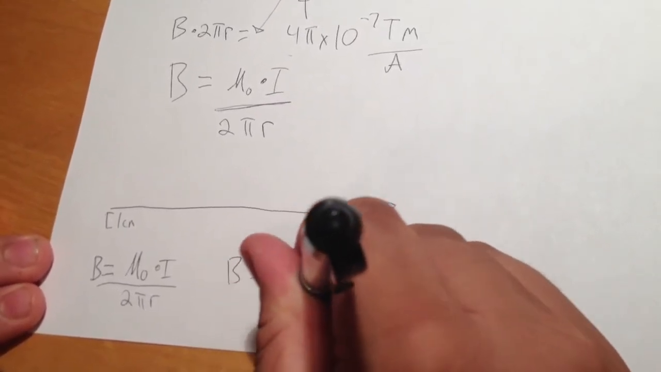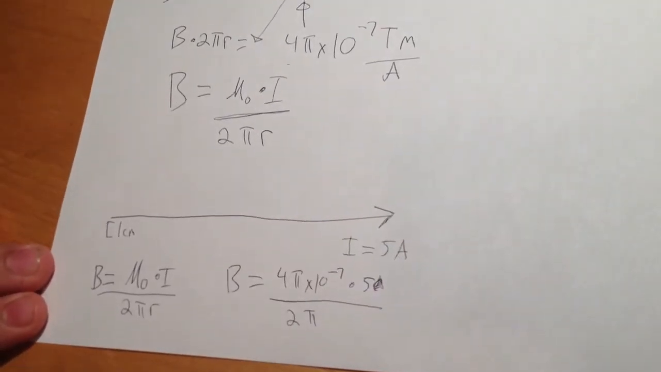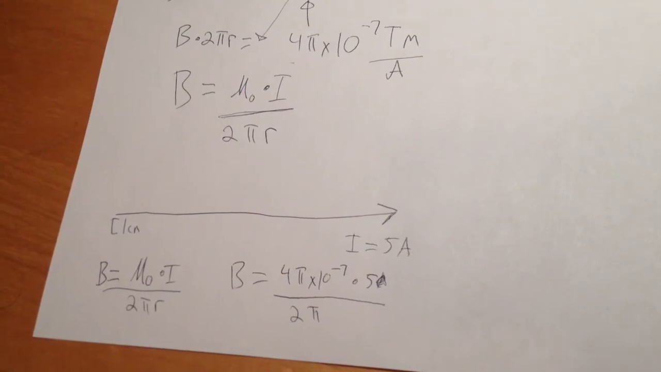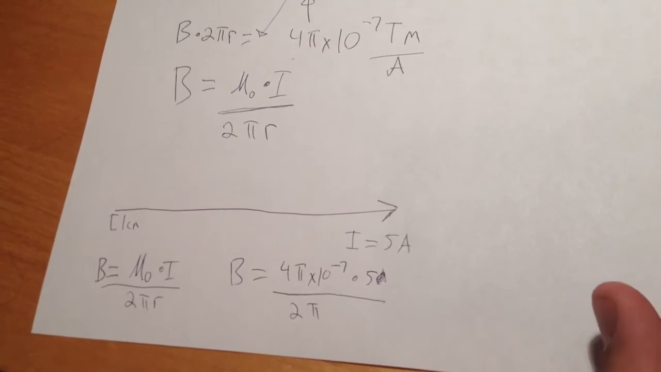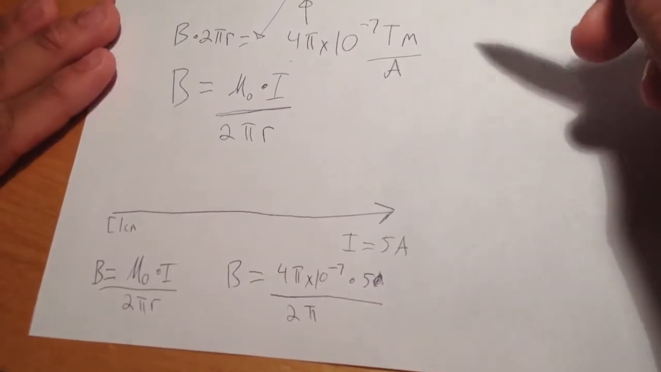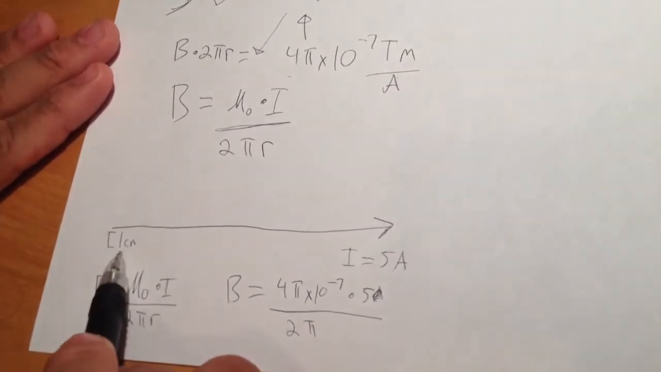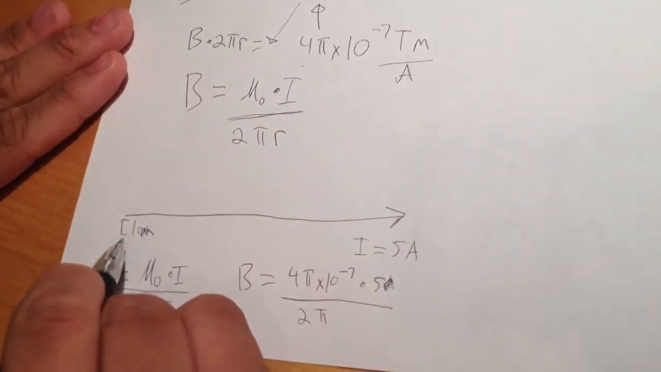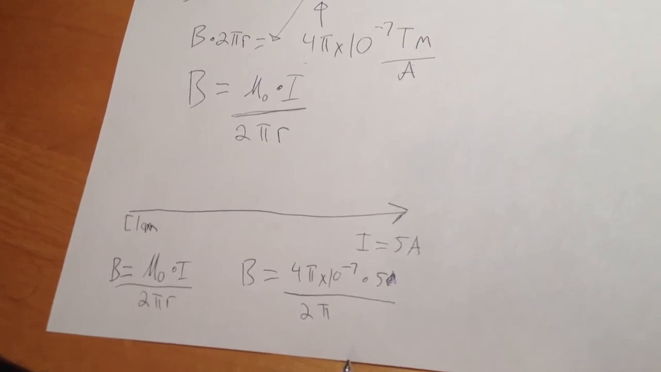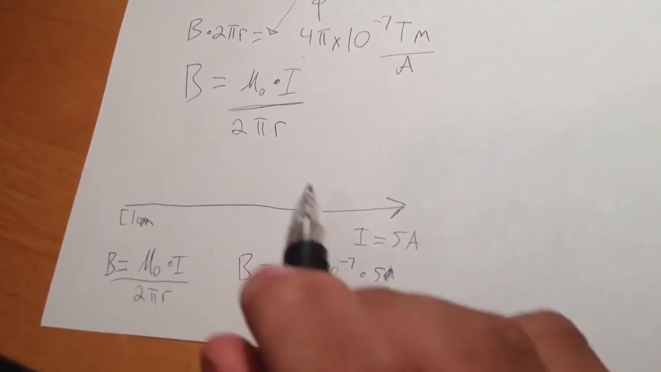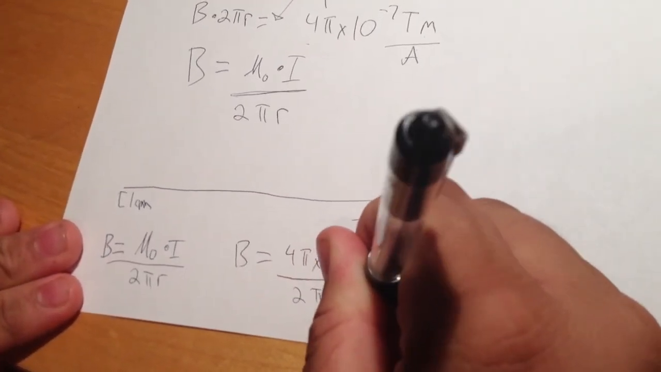I'll just leave out units for now. Over 2 pi. Wait a second. We want the units to cancel out nicely, so we just get Teslas for B, because that's what the magnitude of magnetic field is measured in. But mu naught is measured in Tesla meters per ampere. I'm given centimeters, so I need to multiply the centimeters by 10 to the negative 2 to get them in meters. So I'll have times 0.01 meters.